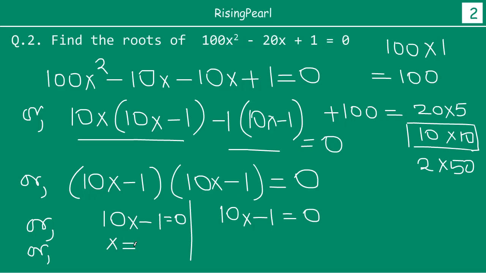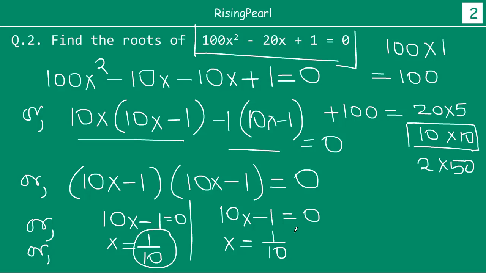So from here you will get x equals 1 by 10, and from here you will get x equals 1 by 10. So in other words, this particular quadratic equation has only one root. Now this is kind of important for you to keep in mind, that this particular quadratic equation has one root, which is 1 by 10.